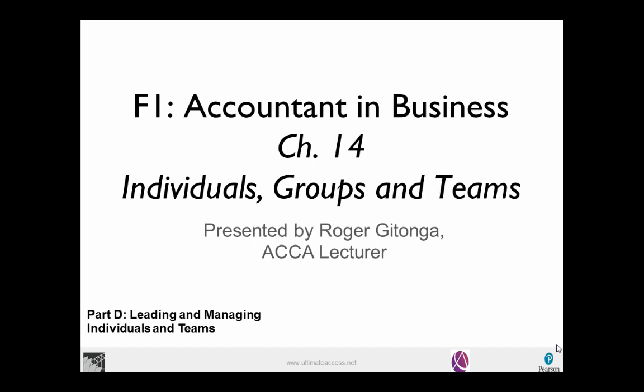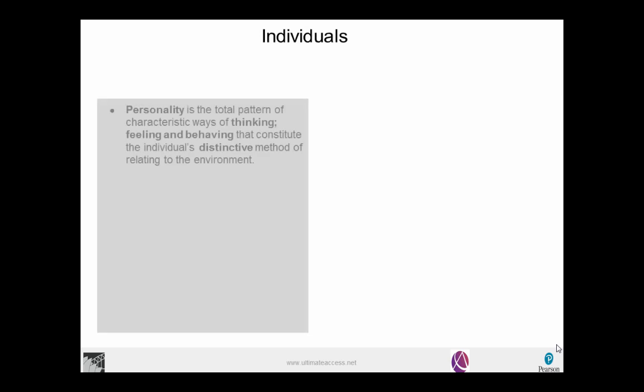Chapter 14, which is known as individuals, groups, and teams. Now, one of the key factors in this chapter is the theories that have been written by different writers about groups and teams, and we'll be looking at them and trying to understand what these writers had in mind when they were talking about this. Now, the very first thing we're going to be looking at is individuals.